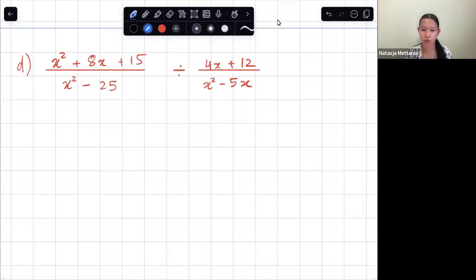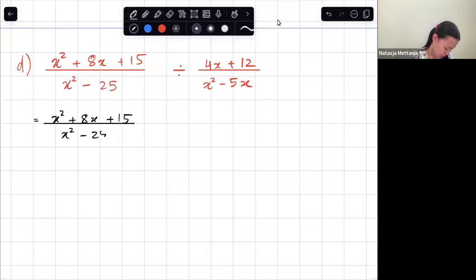So first up, from our steps, I am first going to use KFC. K means keep the first fraction. So this fraction right here, I need to keep. Basically I'm rewriting it: x squared plus 8x plus 15 all over x squared minus 25. I've kept the first fraction the same.